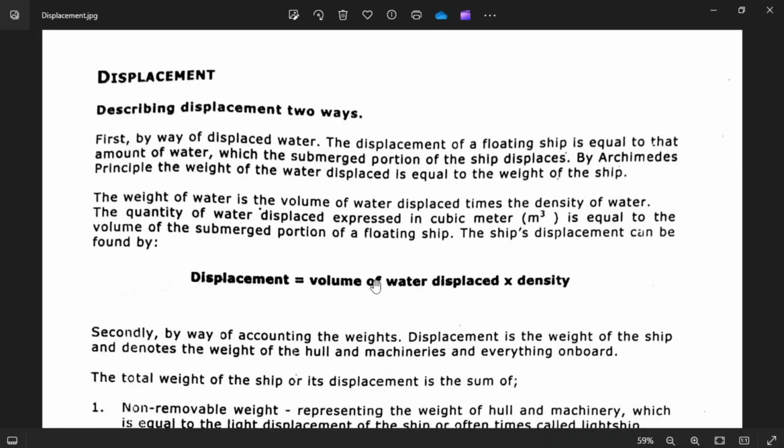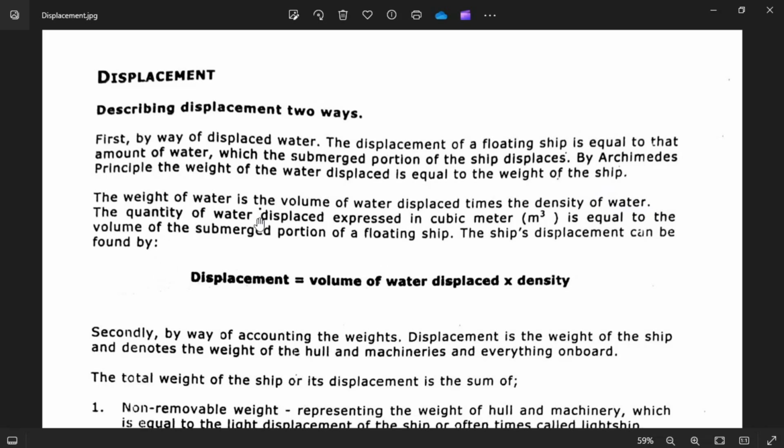Okay, so displacement. Describing displacement two ways. First, by displaced water. The displacement of a floating ship is equal to that amount of water which the submerged portion of the ship displaces. By Archimedes' principle, the weight of the water displaced is equal to the weight of the vessel, the weight of the ship.